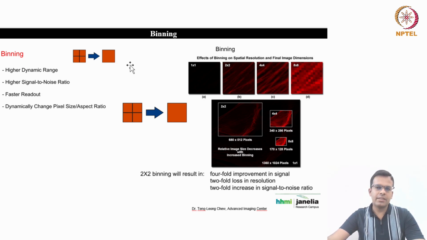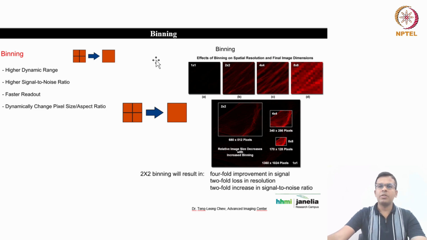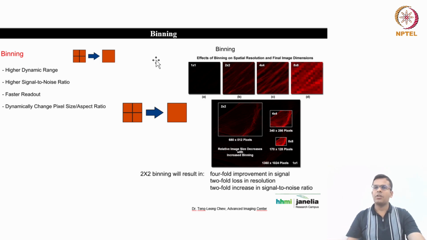One advantage is quite obvious: the processing will be faster. So the camera read time will be reduced. Instead of 30 milliseconds, your camera can now capture the image at maybe 20 milliseconds or even 15 milliseconds. It provides higher dynamic range and a higher signal to noise ratio. Why higher signal to noise? Because now the electrons from all 4 pixels are represented as 1 pixel, so your electron counts are increasing. That's why your signal to noise will increase. It also gives faster readout, and dynamically changes pixel size and aspect ratio. I will explain that here.